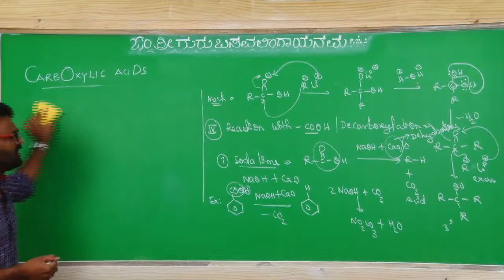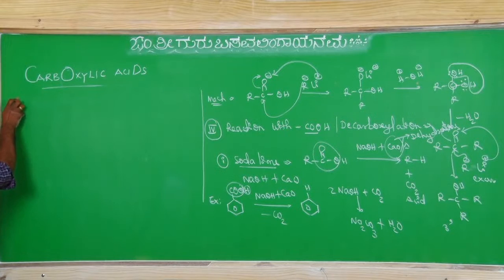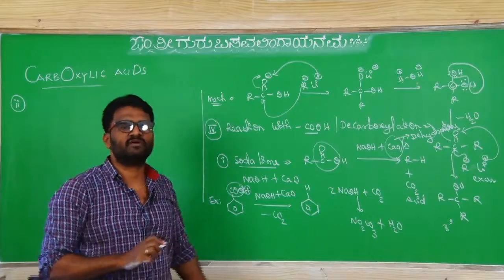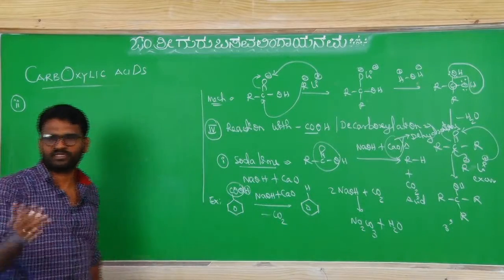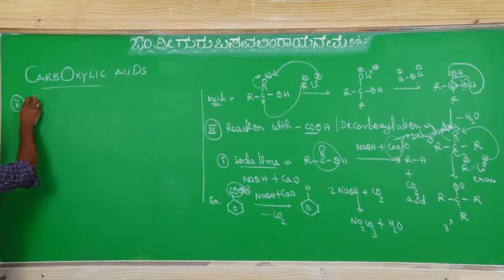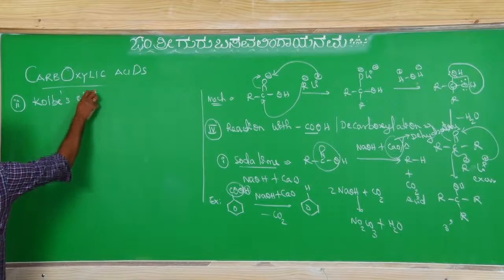So how will we get alkanes from carboxylic acids? What is the reaction? What is the name reaction? Preparation of alkanes from carboxylic acids: Kolbe electrolysis. So, salts of carboxylic acid. Okay, Kolbe electrolysis.